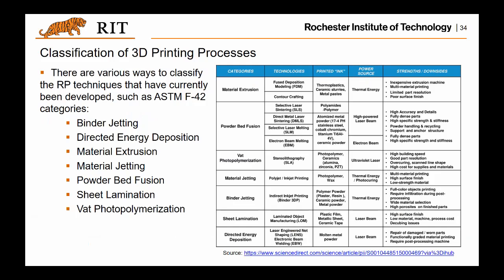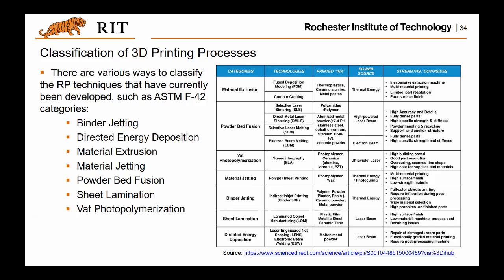So based on the ASTM F42 categories, there are 7 different categories for additive manufacturing processes: material extrusion, powder bed fusion, vat photopolymerization, material jetting, binder jetting, sheet lamination, and direct energy deposition. These are the big categories, and of course, under each of these big categories, there are different subcategories.